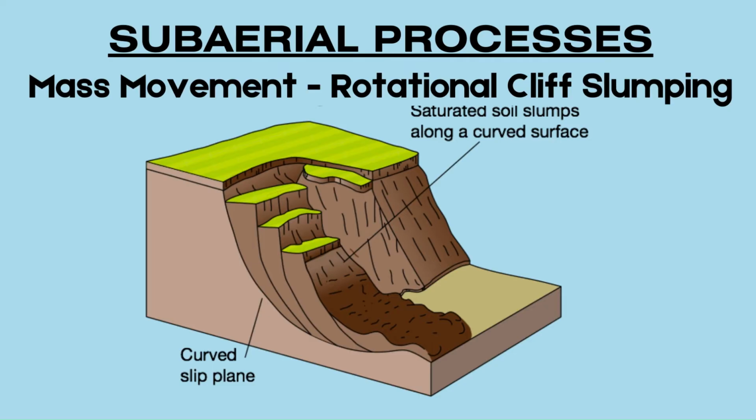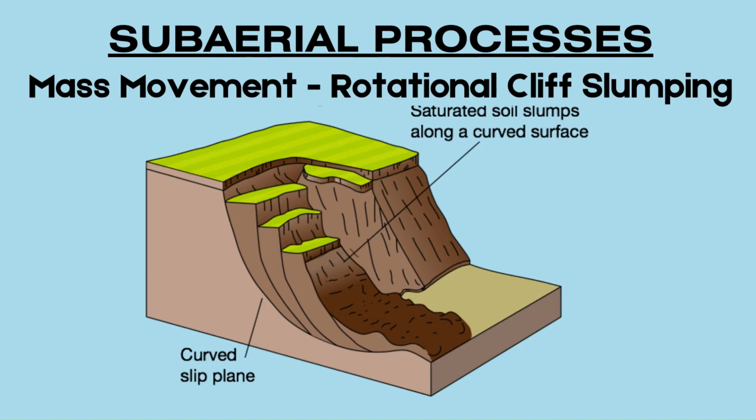The material at the top of the cliff becomes saturated with water, and the weight causes the cliff to become unstable. The cliff face then slumps down along a curved slip plane, moving as a block of earth that tilts backward. This movement often results in curved scars on the cliff face and may create terraces of material.